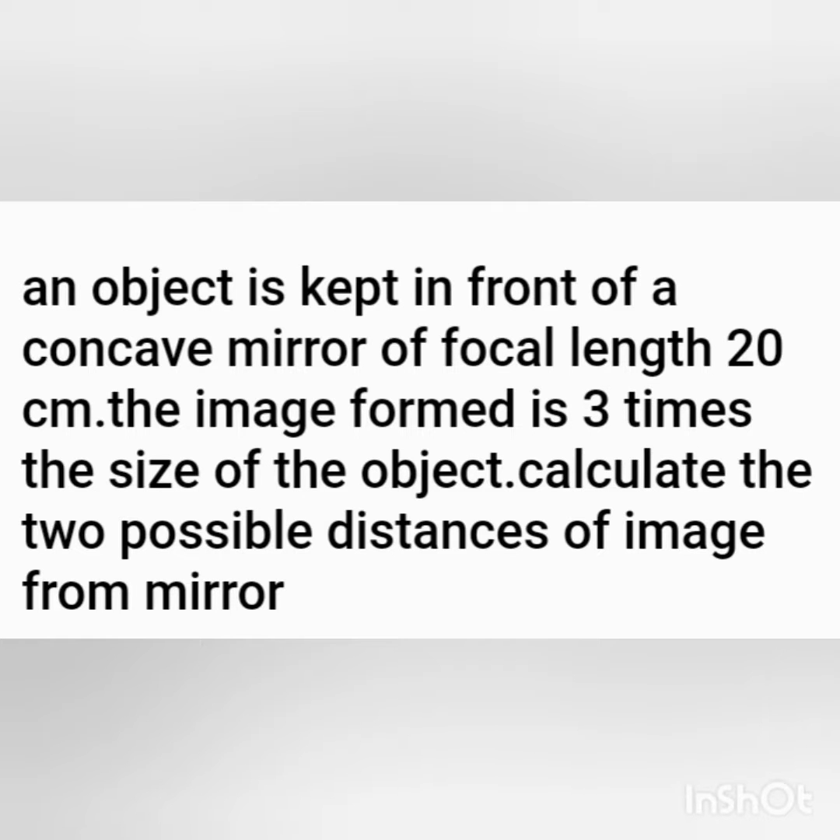Next question. An object is kept in front of a concave mirror of focal length 20 cm. The image formed is 3 times the size of the object. Calculate the two possible distances of the image from the mirror. An object is placed in front of a concave mirror of focal length 20 centimeter. The size of the image is 3 times magnified compared to the object. So the magnification is equal to 3. We have to calculate the 2 possible image distances.